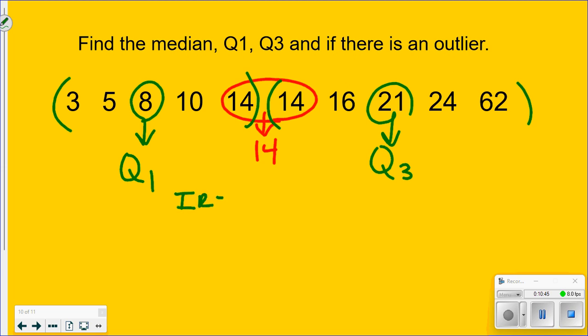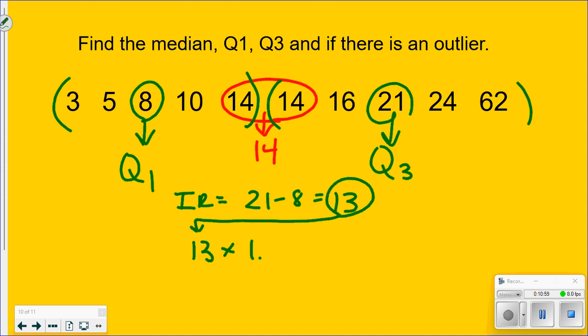Okay, so I'm going to take 21 minus 8. 21 minus 8 is 13. Okay, so 13. Then I'm going to take this number and I'm going to multiply it by 1.5. Remember, 1.5, it always stays the same. 13 times 1.5 is 19.5, 19 and a half.